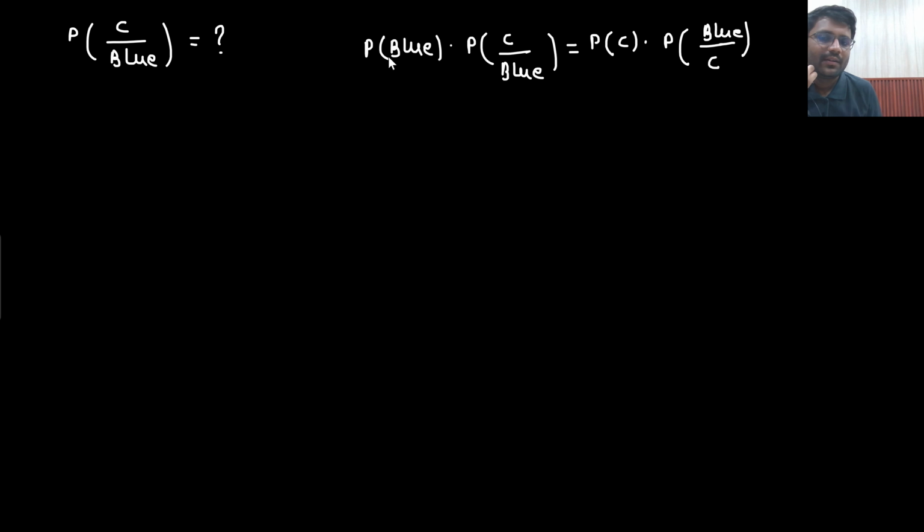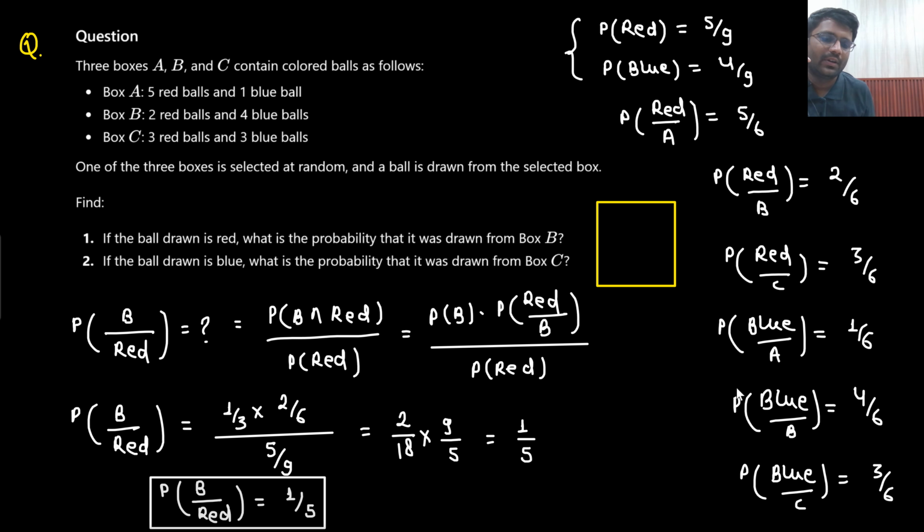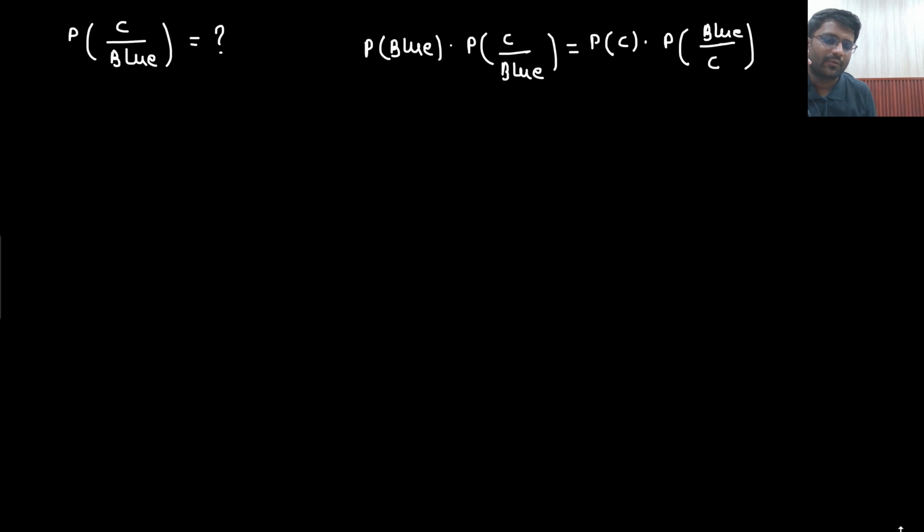The probability of getting a blue ball multiplied with the probability of selecting box C given that we have already received a blue ball would be equal to the probability of selecting box C multiplied with the probability of receiving a blue ball given that we have already selected box C. They will be equal, right? Now I know all the things. What all things do I know? The probability of getting a blue ball will be nothing but 4 by 9, multiplied with this, which I am supposed to find out. Let's just say this is X.